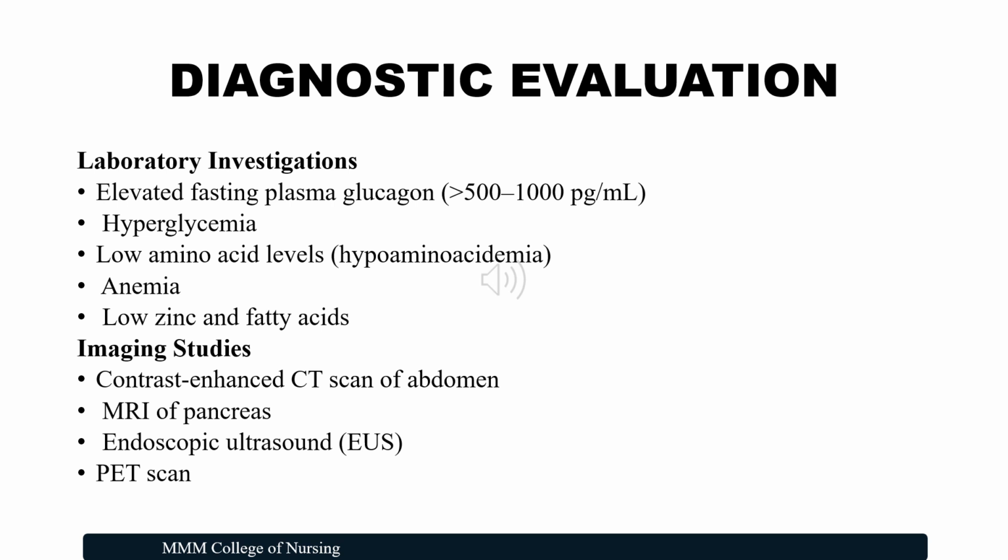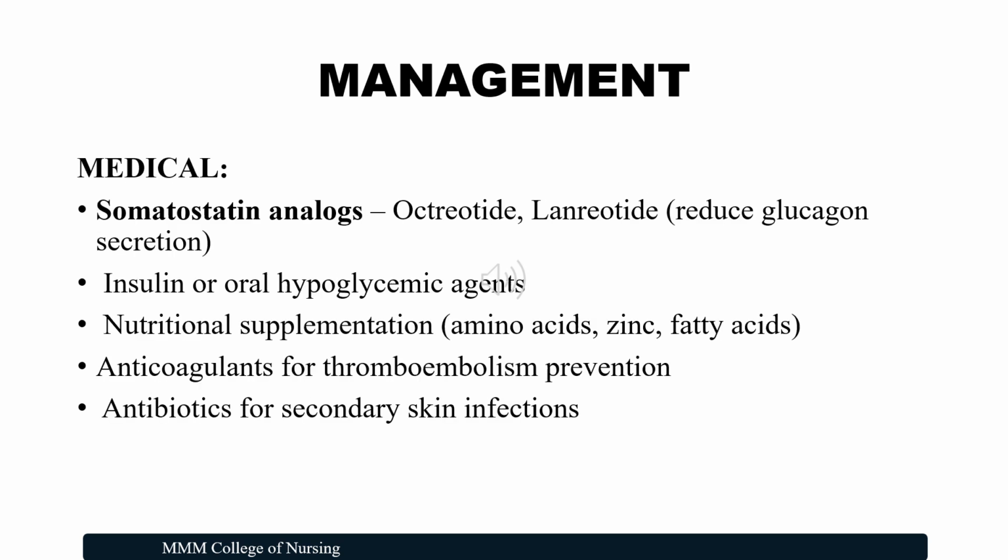Diagnostic measures. Lab investigation includes elevated fasting plasma glucagon, which ranges from 500 to 1000, hyperglycemia, low amino acid levels, which is known as hypoaminoacidemia, and anemia, low zinc and fatty acids. The imaging studies are contrast enhanced CT scan of the abdomen, MRI, endoscopic ultrasound and PET scan.